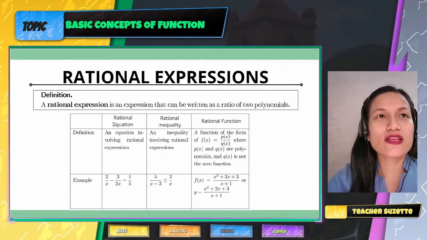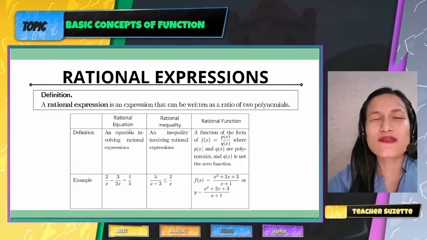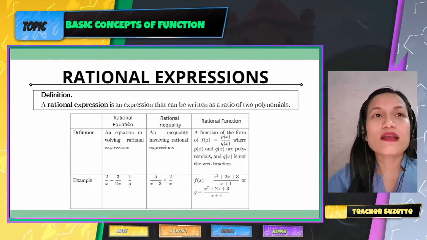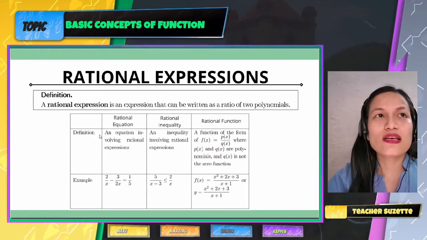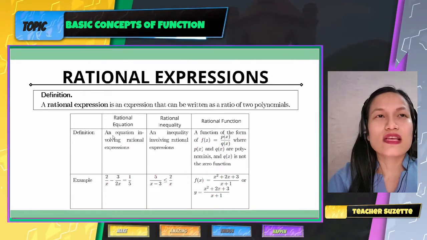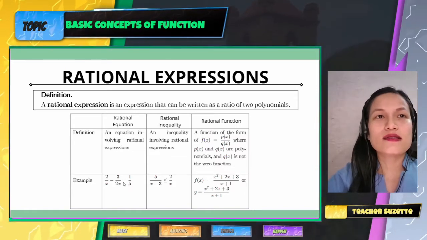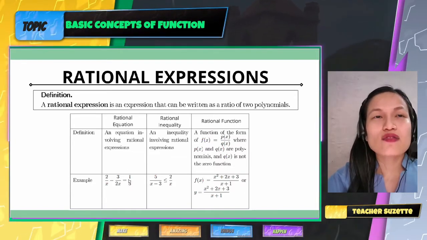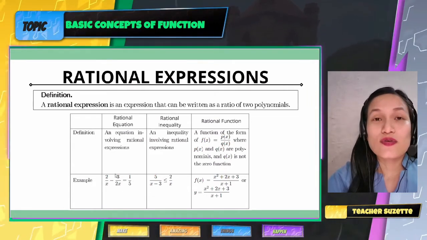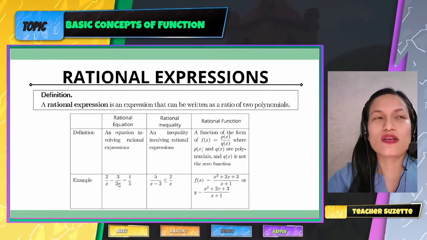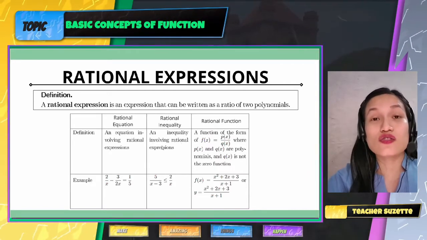So, we have a definition. From expression, it becomes equation, inequality, and function. Specifically, when are you going to know if you're dealing with a rational equation? It says here in the definition, a rational equation is an equation involving rational expressions. Obviously, there is a presence of an equal sign and you have rational expressions involved in your equation. Then for inequality, it is an inequality involving rational expressions.